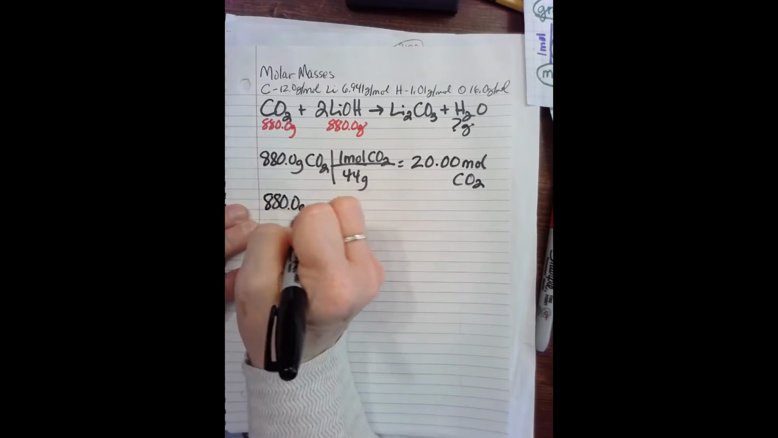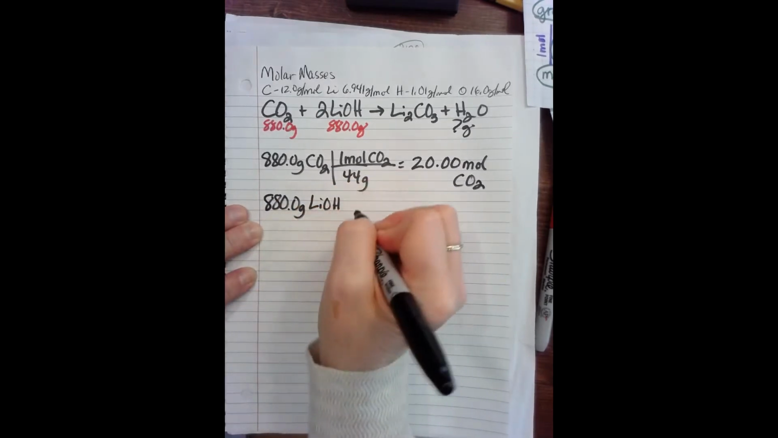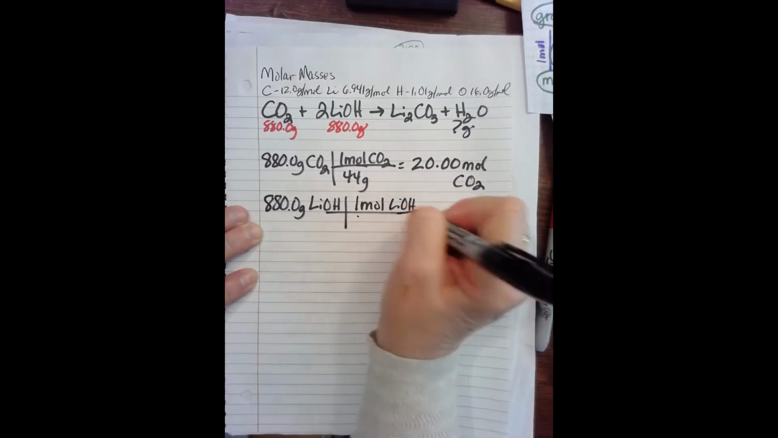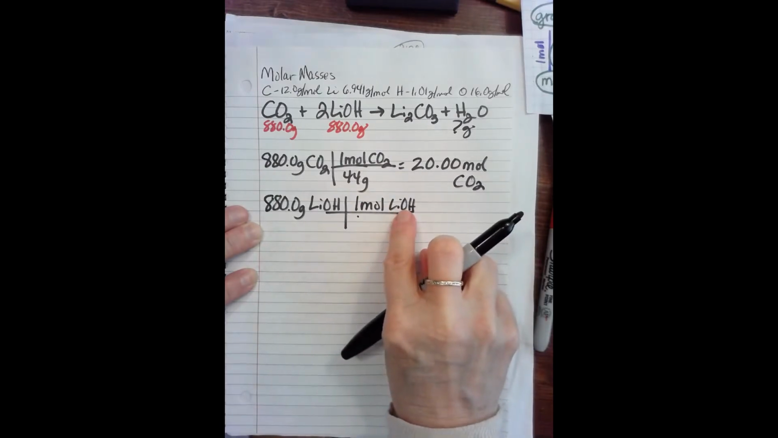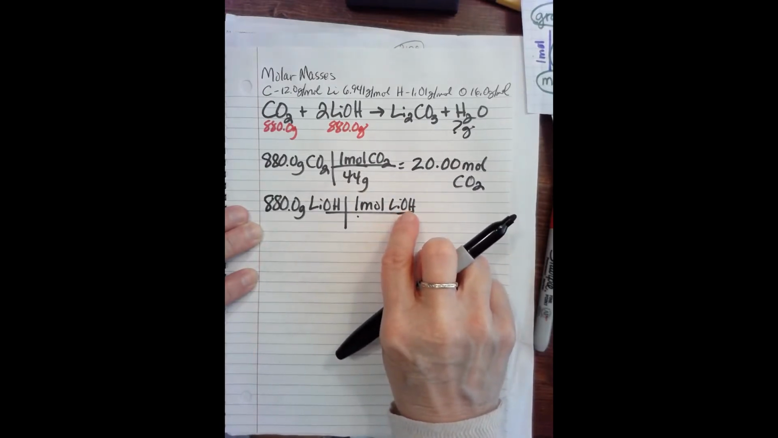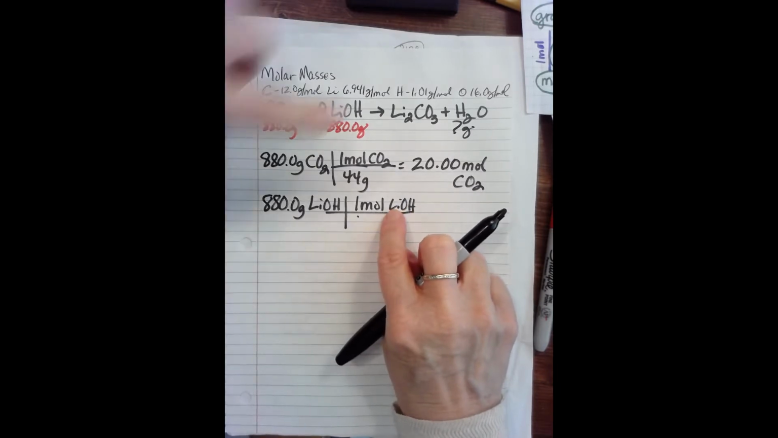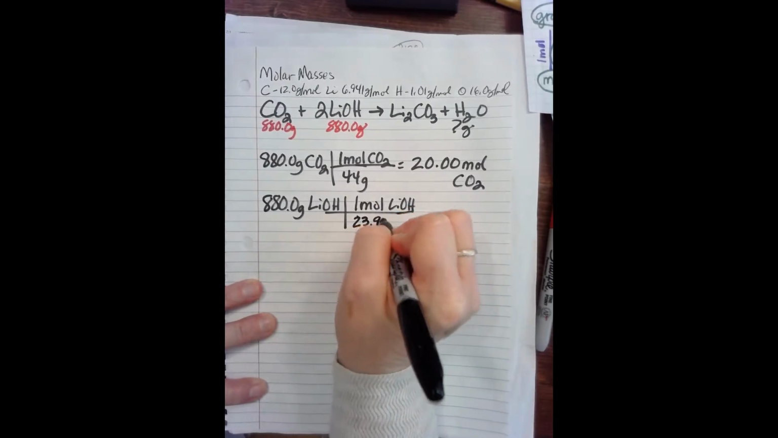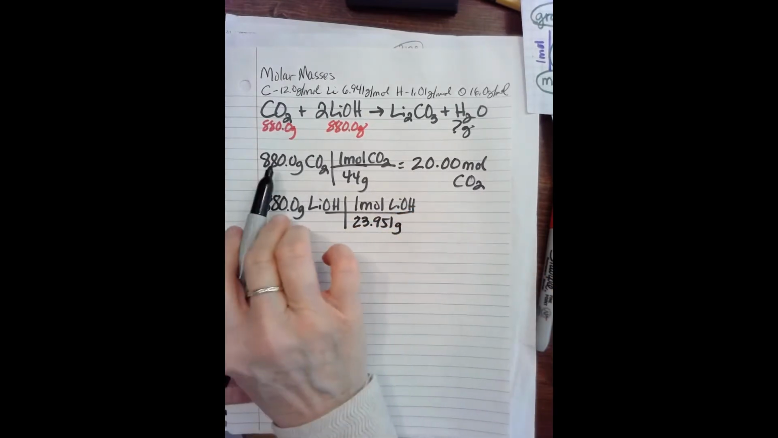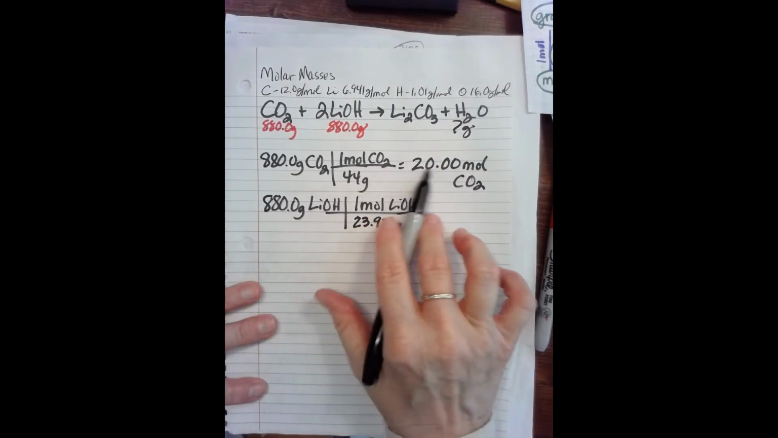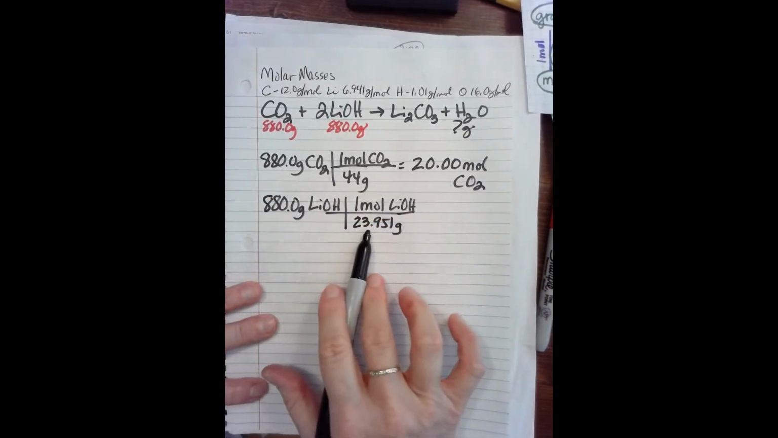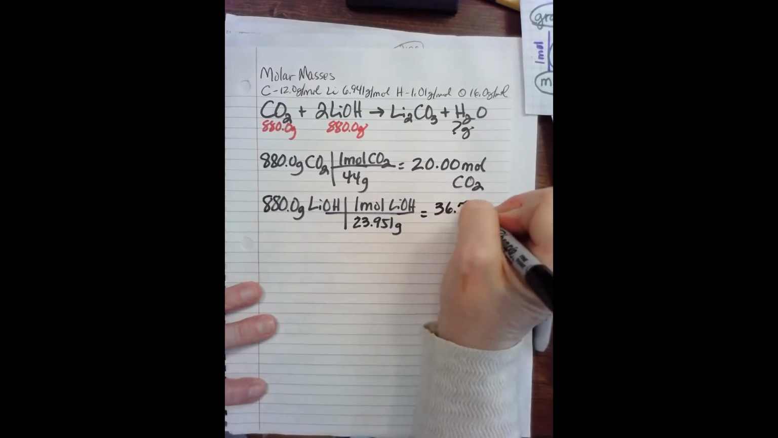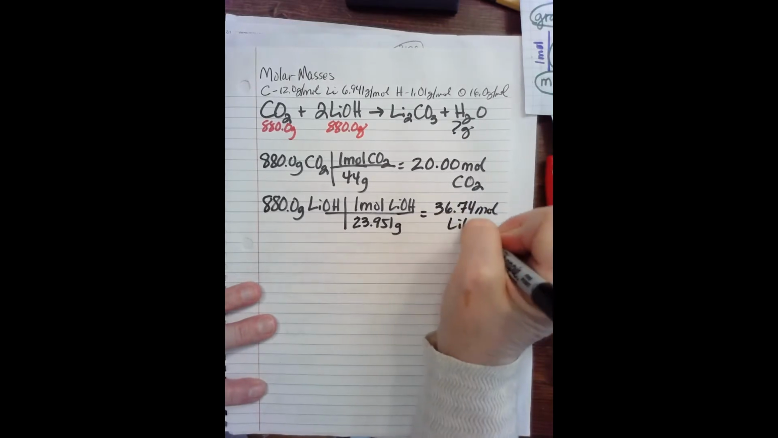880 grams of lithium hydroxide. 1 mole of lithium hydroxide has a mass. This is a small molecule. Oxygen is the biggest thing in this. So this is 16 plus 1.01 plus 6.941. So that's 23.951 grams. So 880 divided by 44 gave us 20. 880 divided by 23.951 gives us 36.74 moles of lithium hydroxide.